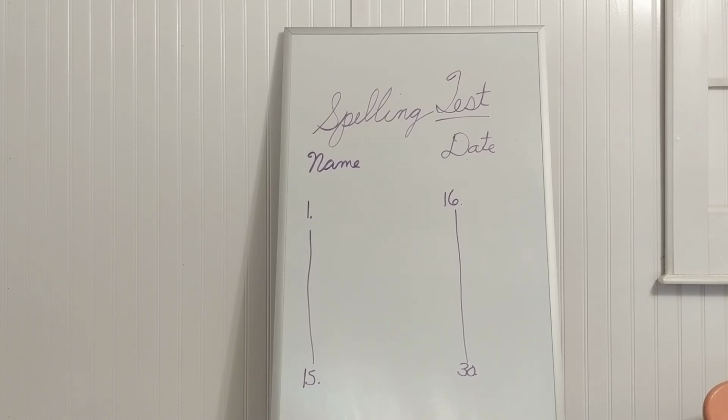Number 23, harbor. During the storm, the captain prayed that the ship would reach the harbor. Harbor. Number 24, Proverbs. The book of Proverbs contains wisdom for daily living. Proverbs. Number 25, hemisphere. Which hemisphere contains North and South America? Hemisphere.